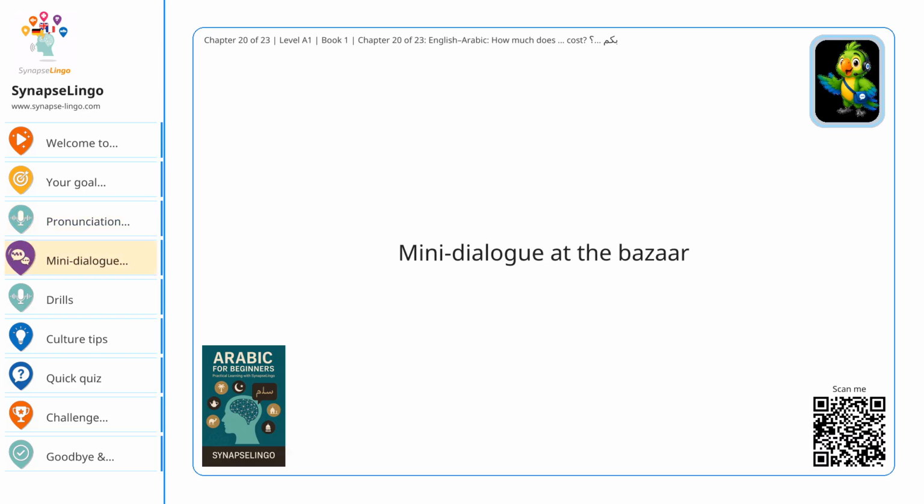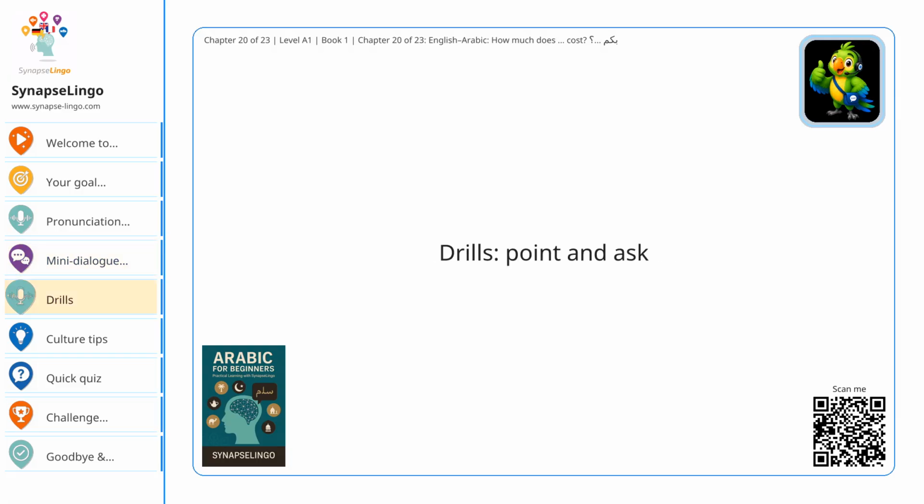Mini dialogue at the bazaar. Time to play a quick scene, you're the shopper. You: excuse me, بكم. Vendor: it's 5 dinars. You: any discount? Try the magic word. خصم. Vendor: okay, small خصم. Because you asked nicely.